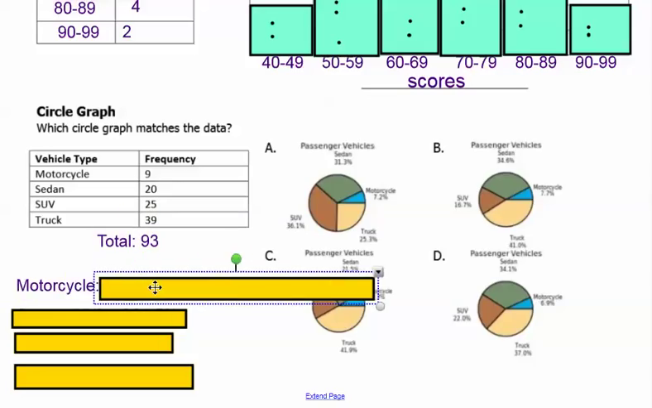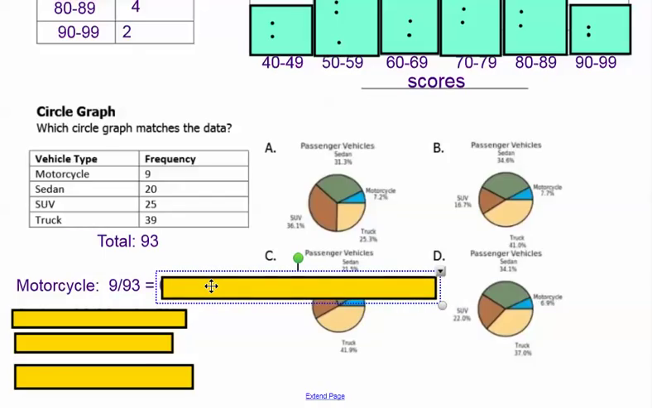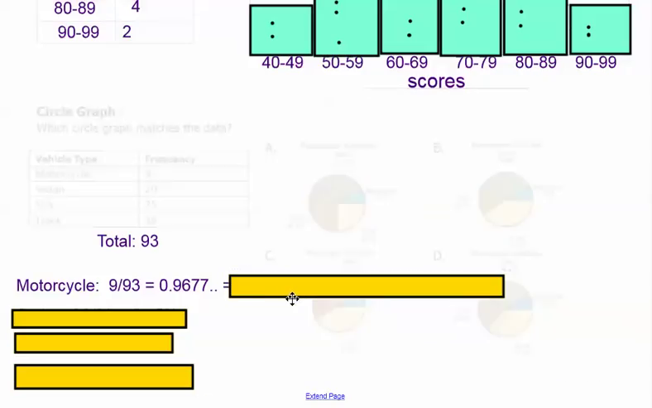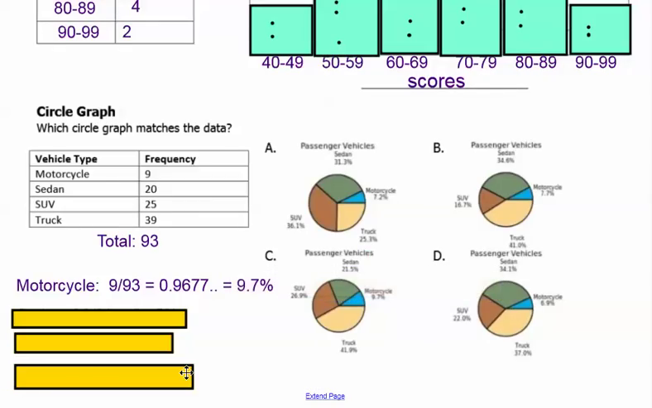So for motorcycle, we would do 9 divided by 93. You can do it real quick. You should get this crazy decimal. And if you look at all of these, they're turning it into percent. So we need to turn the decimal into a percent and round to the nearest tenth. We should get 9.7%. So now we're looking here. Which one has motorcycle at 9.7%? And do we have any ties? So that one's wrong. That one's wrong, that one's correct, and that one's wrong.